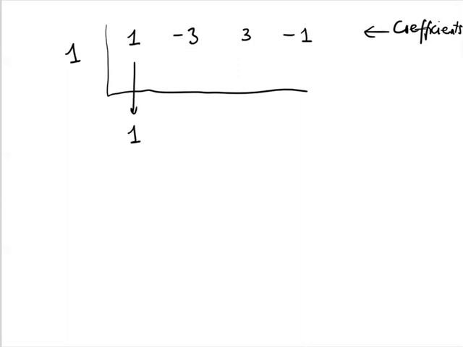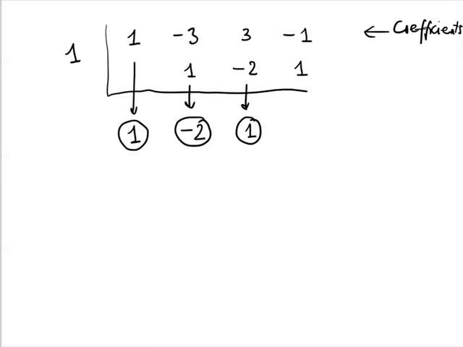We bring down the 1, and then we take this and multiply by 1. We get positive 1, and add up to get negative 2. Negative 2 times 1, we have negative 2 here. Add up, we have 1. 1 times 1, we get positive 1. Add up, 0. As before, this is the remainder, and because r equal to 1 is a root, it's supposed to be 0, no remainder. And we get the quotient.